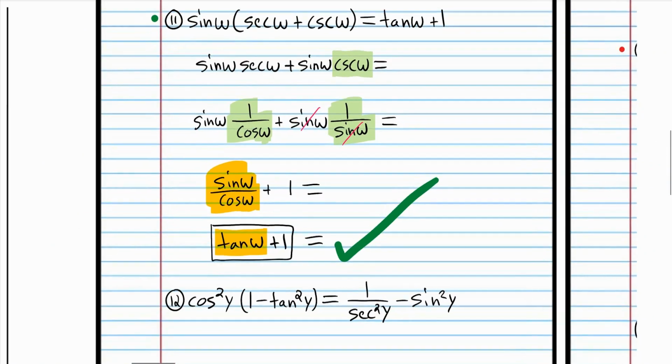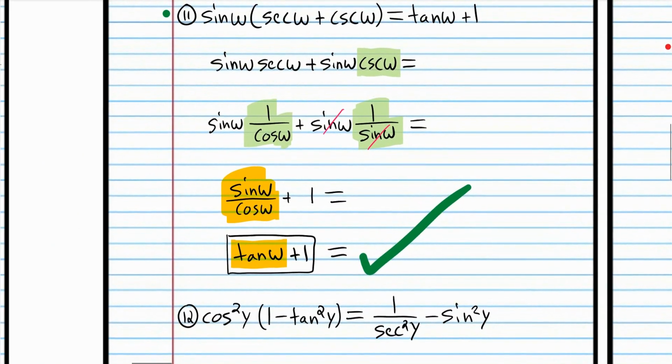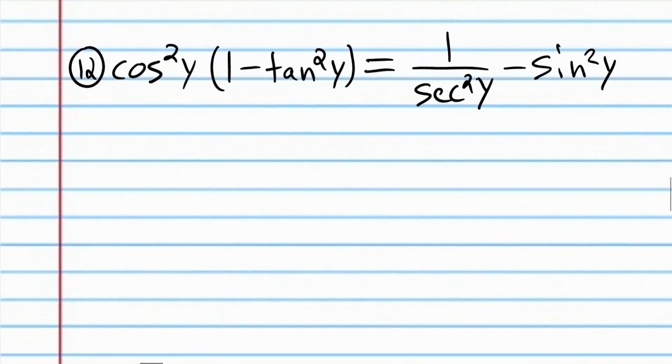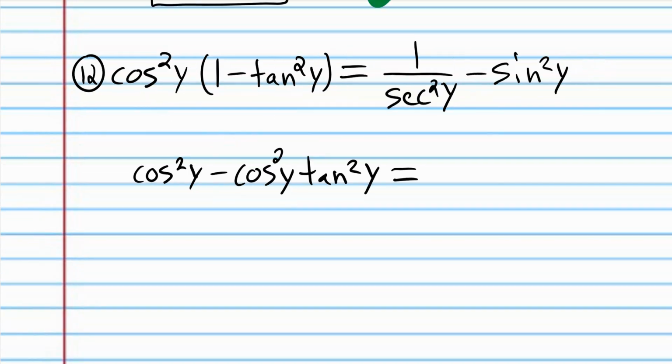Okay, go ahead and try number 12. And when you come back, we'll do it together. Okay, we're back. So we're going to use distribution. Cosine squared y times 1 is equal to cosine squared y. And cosine squared y times tangent squared y. Whoops, that's a cosine squared y. And then we're going to use a ratio identity.